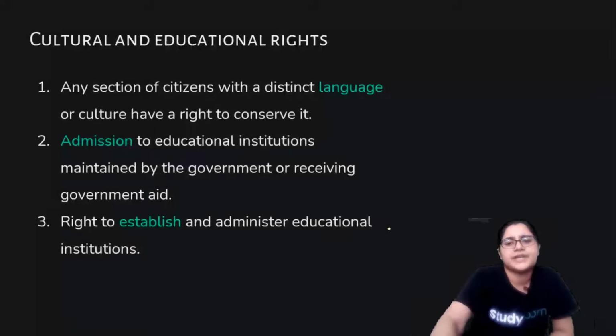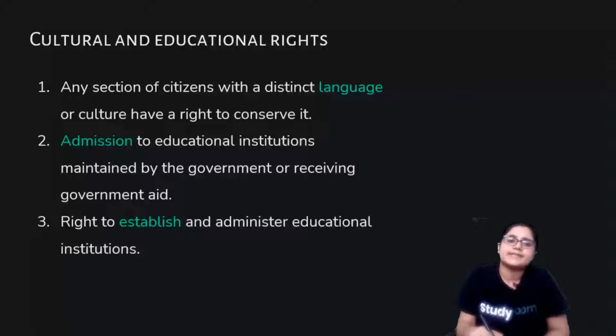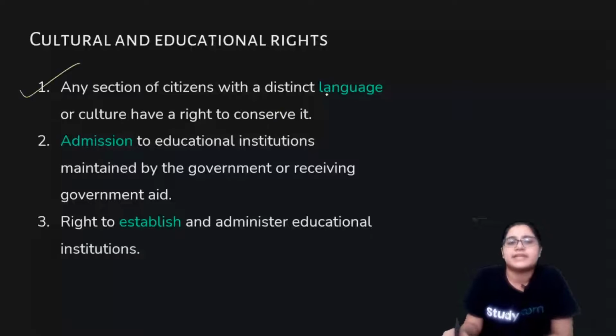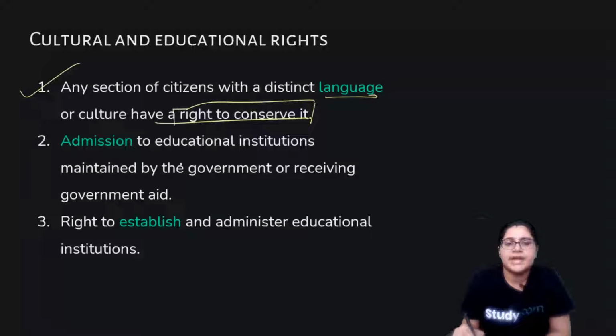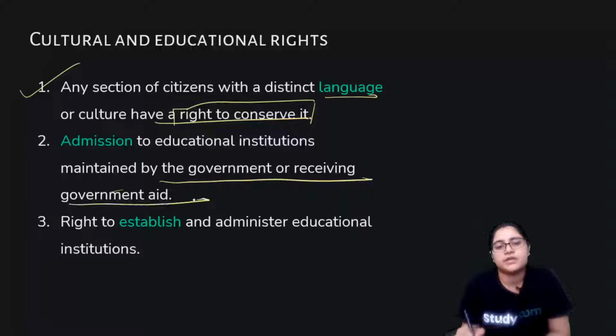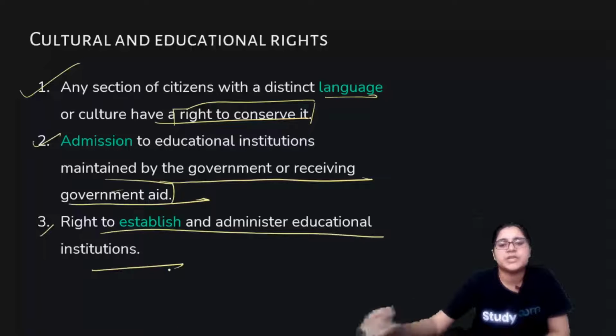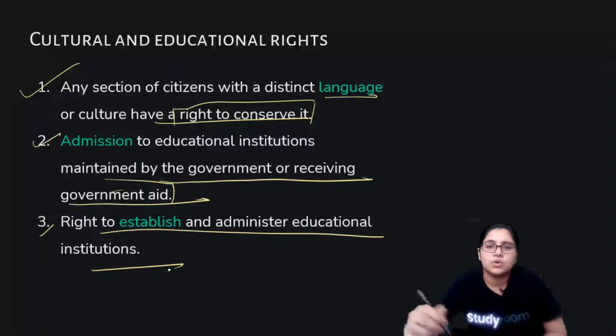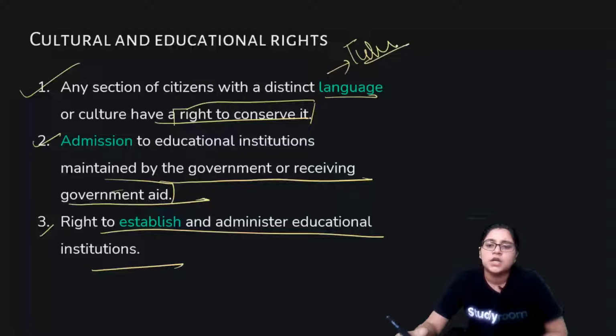Now we have cultural and educational rights. So any section of citizens with a distinct language or culture has a right to conserve it. Admission to educational institutions maintained by the government or receiving government aid should be maintained. There is a right to establish and administer educational institutions. So when you have a right to conserve language, you can take the example of Tulu language.